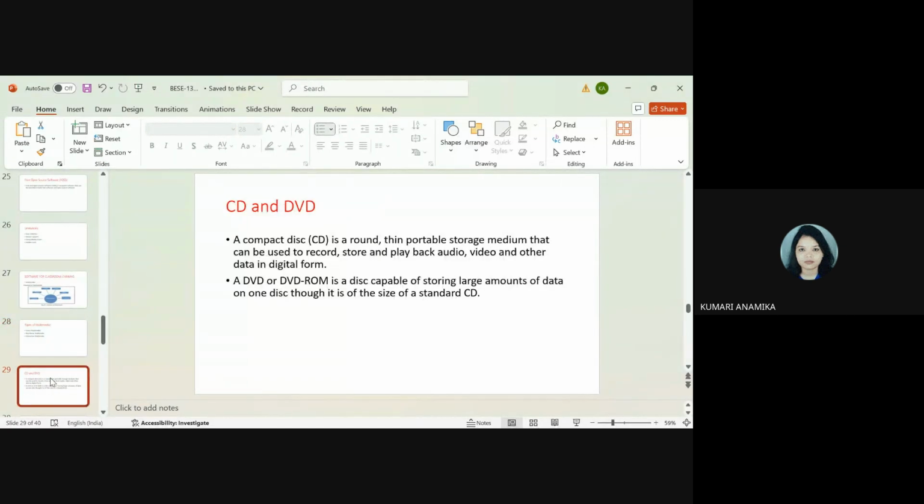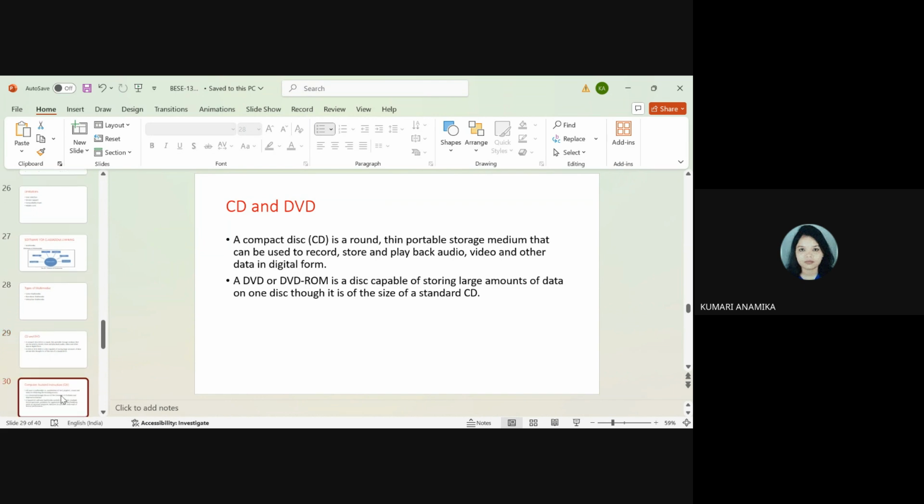Next is CD and DVD. A CD is a compact disc. It is a round, thin, portable storage medium that can be used to record, store, and play back audio, video, or other data in digital form. Actually, these days we don't use CDs so much; CD and DVD are used very little now. And a DVD or DVD-ROM is a disk capable of storing a large amount of data on one disk, though it is of the size of a standard CD. Its storage is a bit more, so we can store a bit more on it.